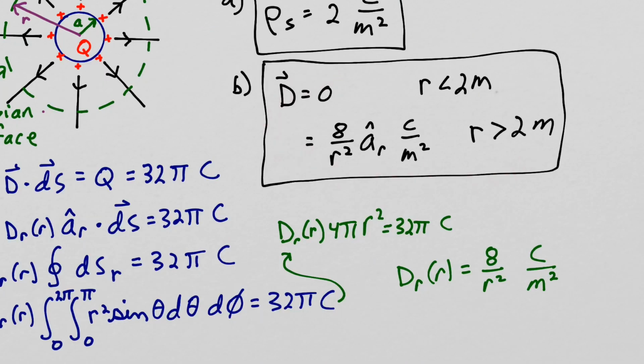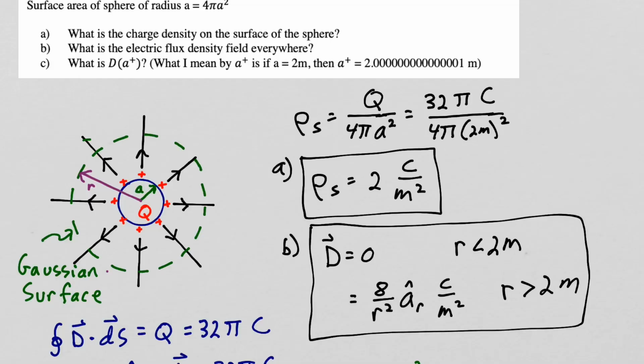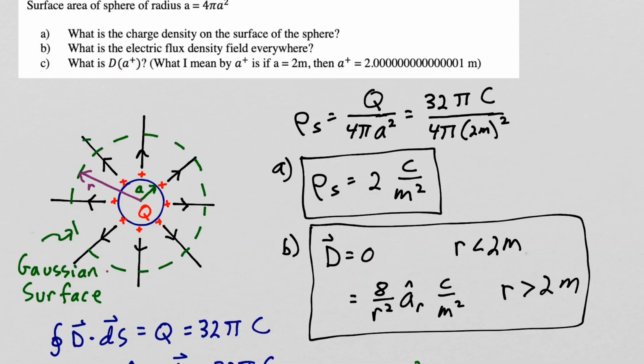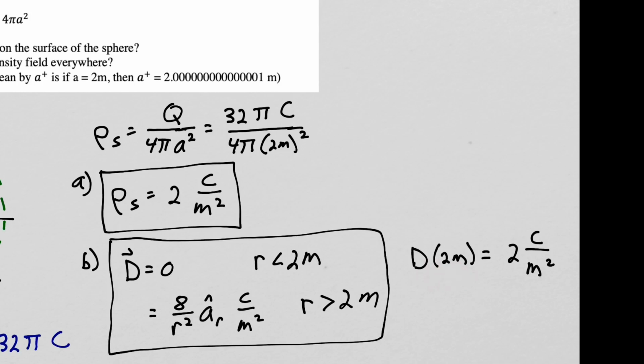In part C, you're asked to find the electric flux density field at a+. That means just off the sphere, so that you're in the free space just beyond the charge on the sphere. So essentially you can get that value by plugging in the radius of our sphere of 2 meters. And you get that the electric flux density field on the surface of the sphere is 2 coulombs per meter squared. Notice the electric flux density field just off the surface of the sphere is equal to the charge density on the surface of the sphere.